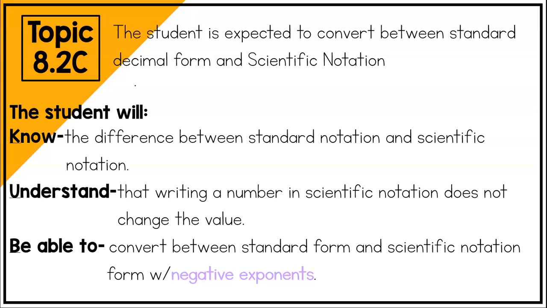You will understand that writing a number in scientific notation does not change the value, and you will be able to convert between standard form and scientific form with negative exponents. And again, we're focusing on negative exponents today. Yesterday we worked with positive exponents and we were expressing very large numbers using scientific notation. And so today we're going to focus on expressing very small numbers using scientific notation and using those negative exponents.